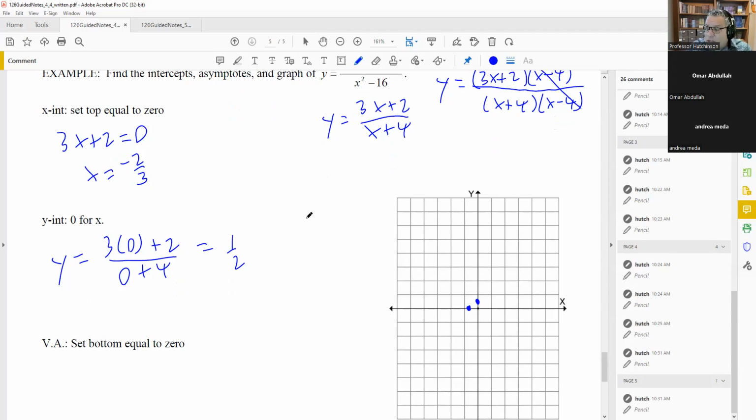Vertical asymptote, you're going to set the bottom equal to 0. x plus 4 equals 0, so x is equal to negative 4, which means we've got a vertical one right there.